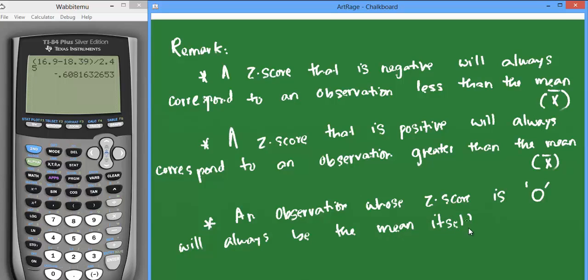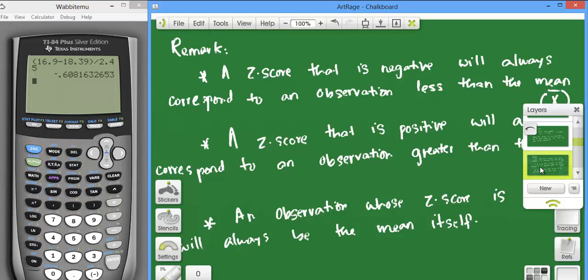So even before you start solving for the observation, just by looking at the z-score, you can get a couple of ideas. If the z-score is negative, the observation that you're trying to find will definitely be less than the mean. If the z-score is positive, the observation you're trying to find will always be greater than the mean. And if the z-score is 0, then the observation will just be the mean itself.